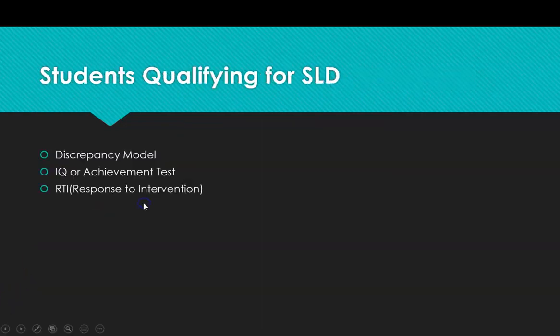Students qualifying for specific learning disabilities. So there are two ways that we can do this. There's the discrepancy model, the IQ or achievement test, and the RTI, which is response to intervention.